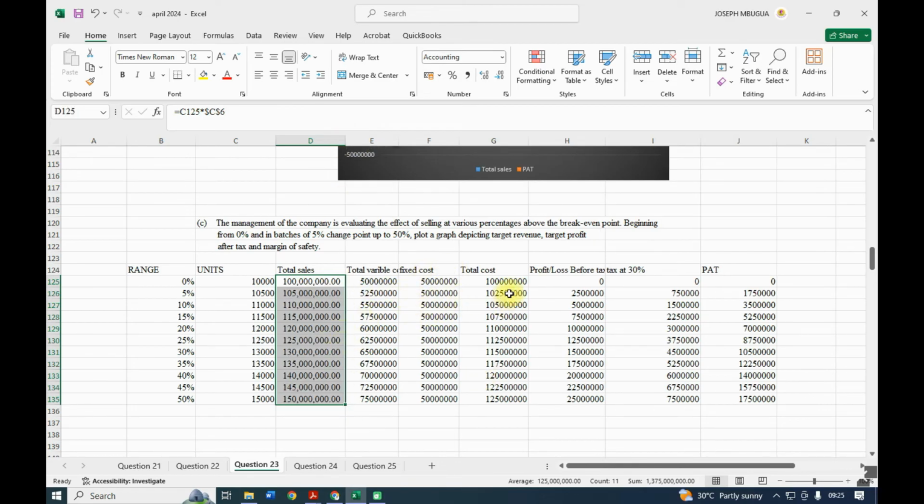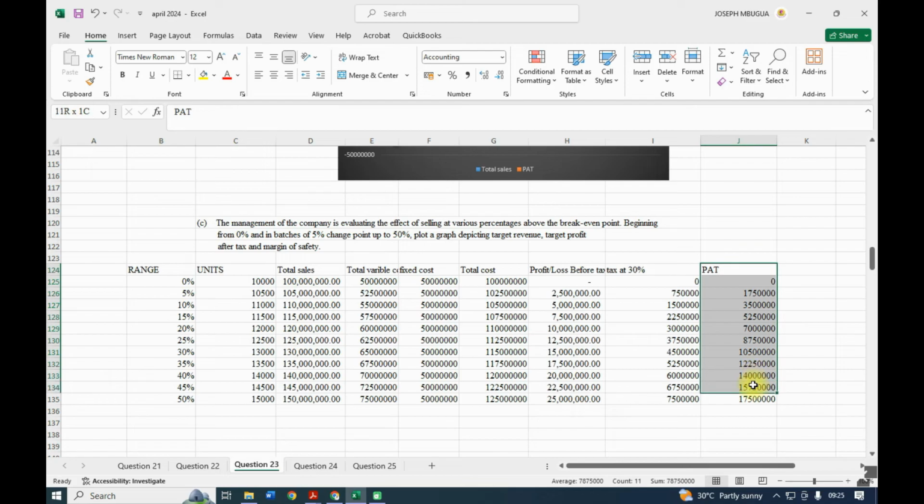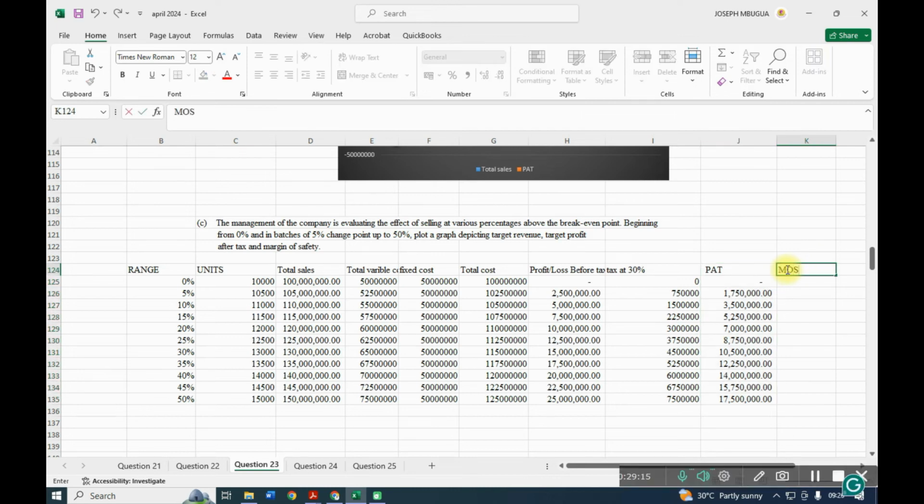Then the fixed cost, we need the depicting target revenue, target profit or loss. This is the target profit or loss after tax. Yeah, target profit or loss after tax. And margin of safety here, MOS, margin of safety.